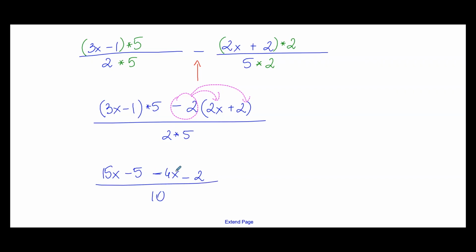Now what can we do here? The two x's can be added, so I have 15x, I have minus 4x, together I have 11x, and then I have minus 5, and that should read not 2 but 4. So minus 5 minus 4, that's minus 9, and then at the bottom 10. And that's it. We cannot do anything further than that.